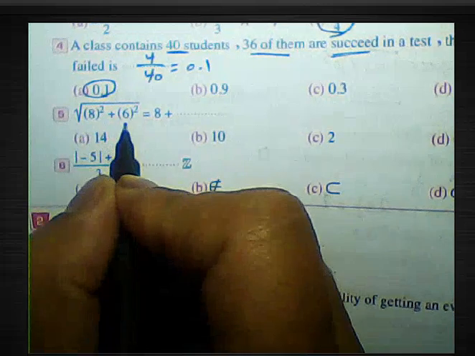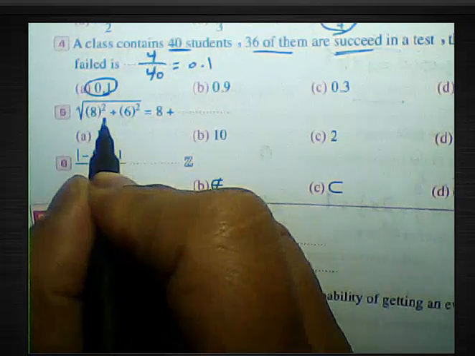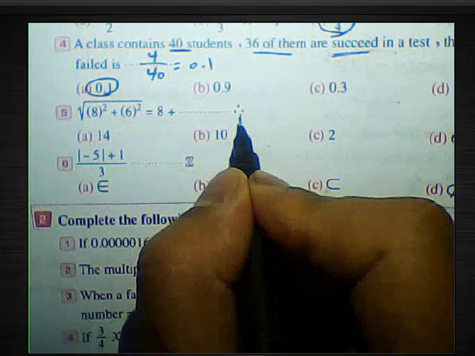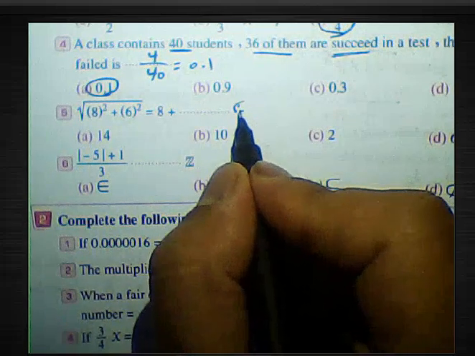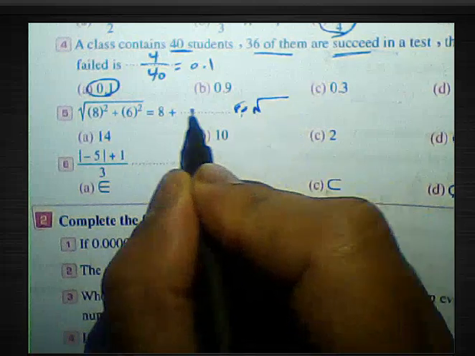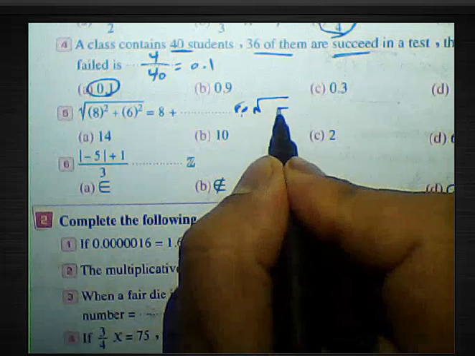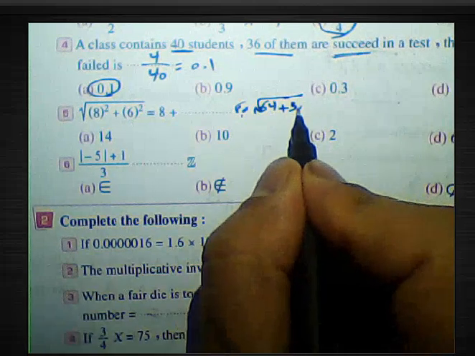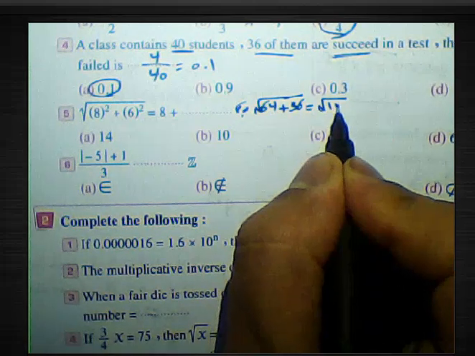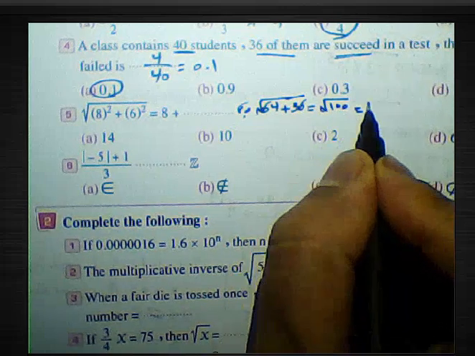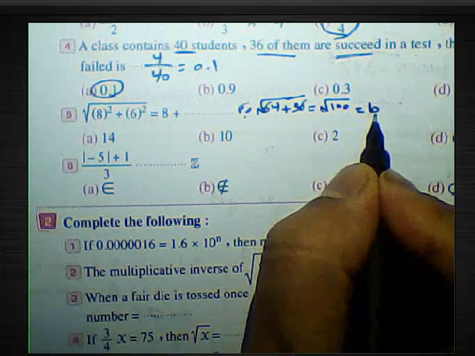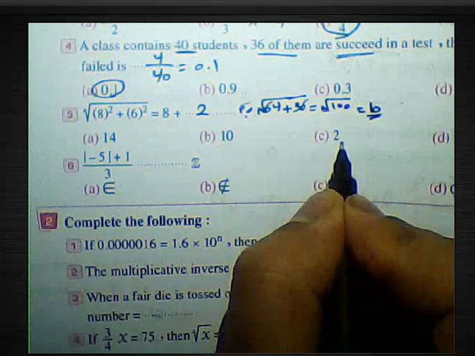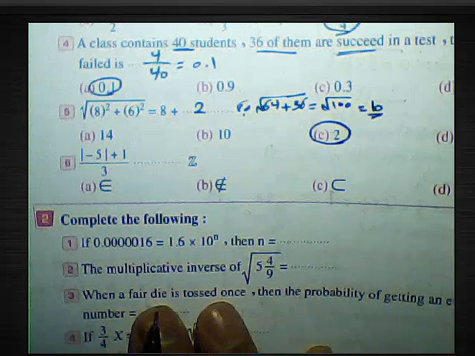Square root of 8 power 2 plus 6 power 2 equals 8 plus blank. We can find the result first: 8 power 2 equals 64 and 6 power 2 equals 36. The result will be square root of 100. Square root of 100 equals 10. Then 10 will be 8 plus 2. We must choose letter C for this example.